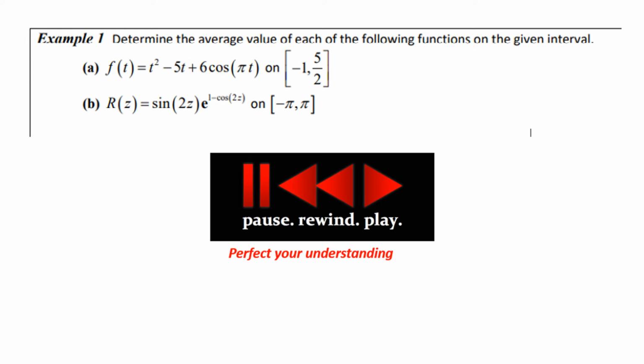So here's an example, and there are two problems here for you to do. The directions are to determine the average value of each of the following functions on the given interval. This one has the interval going from -1 to 5/2, and the function is f of t equals t squared minus 5t plus 6 times cosine of pi t. And the second problem has the same directions but a different function. This is capital R of z equals sine of 2z times e to the 1 minus cosine of 2z, on the interval from minus pi to pi.